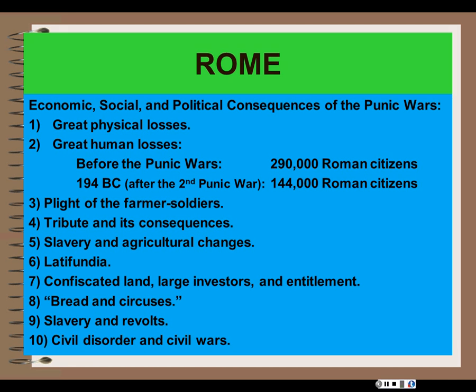But it would take centuries for the problems that were under the surface to begin to really develop and to tear apart Rome and lead it into civil wars and civil disorders. So let's look at these things. Number 1, the Punic Wars left much of the Italian countryside in ruins. We're talking here about great physical losses.